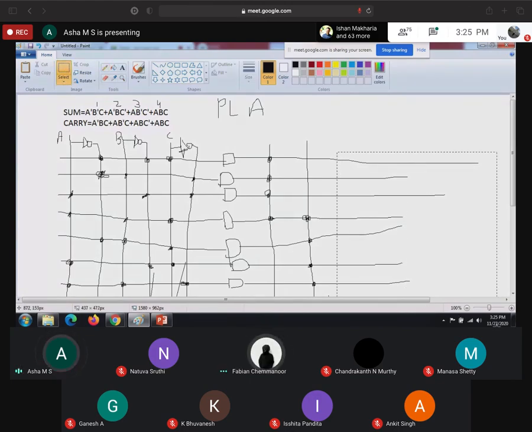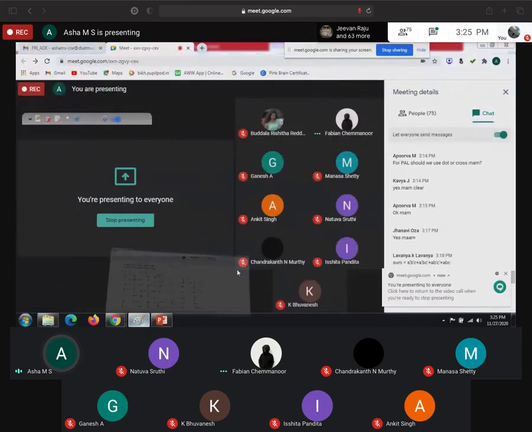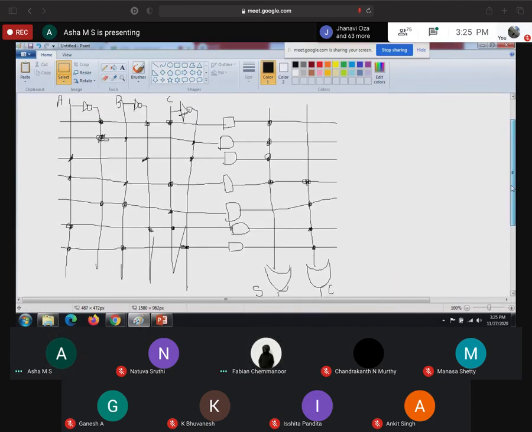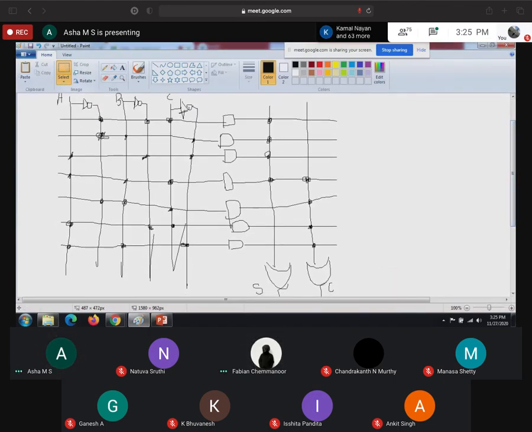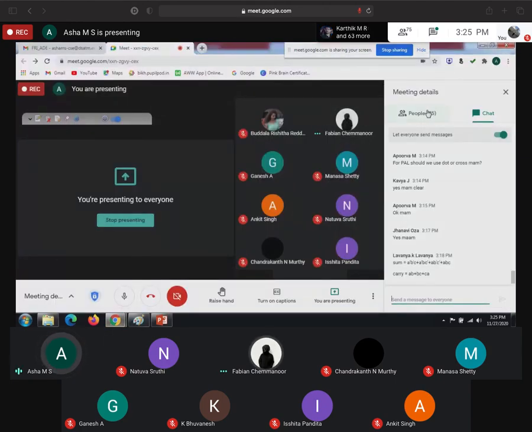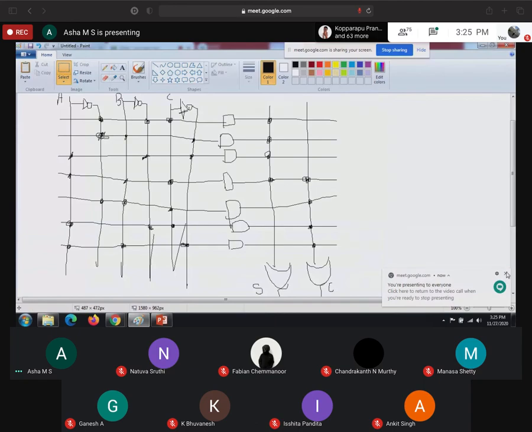This is the PLA structure for your full adder. Is it clear? Any doubts? Who is that muted? Fabian, mute. Guys, any doubts?